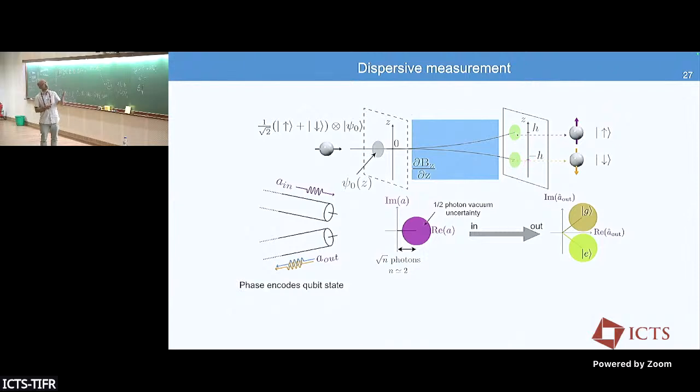And so you see, this is very much like what we have here. Instead of sending atoms, we're sending electromagnetic waves. The equivalent of the gradient is the dispersive coupling between the qubit and the cavity. And at the output, these two uncertainty disks correspond to the two probability distributions we have in the quadrature measurement when the qubit is in the ground or excited state.